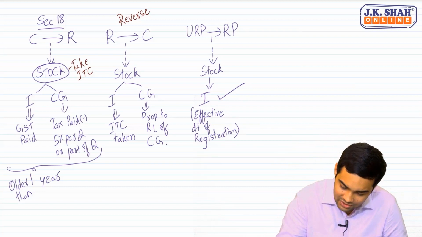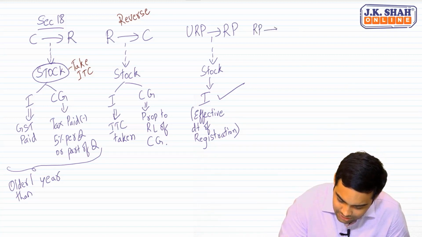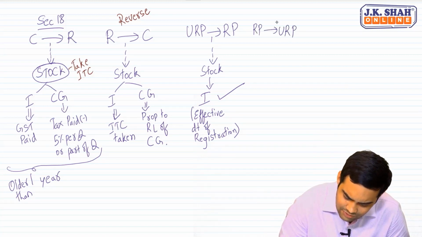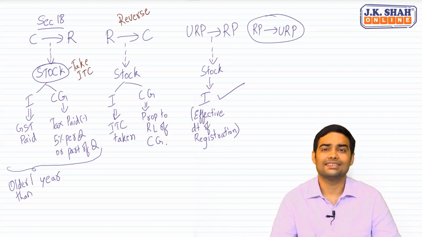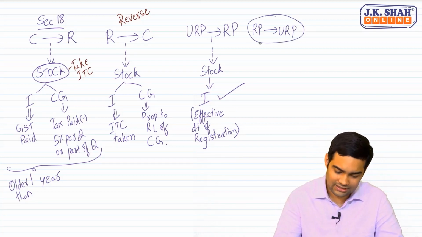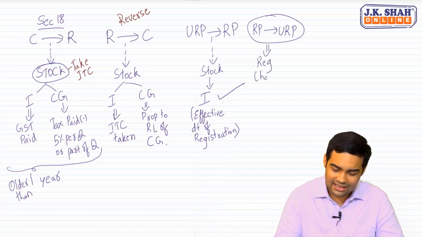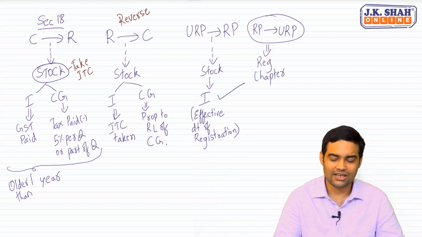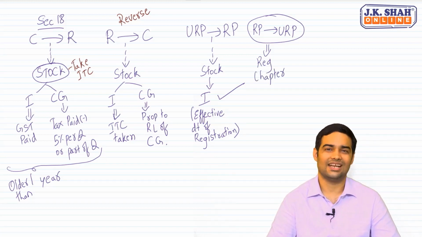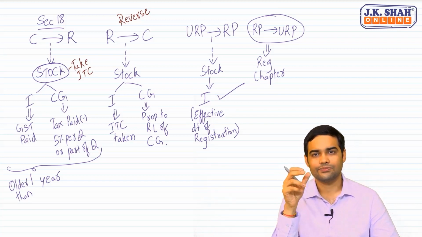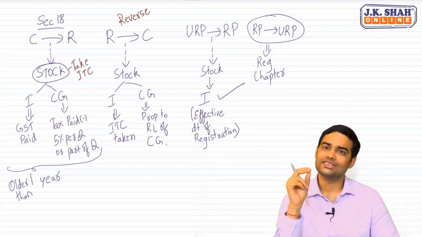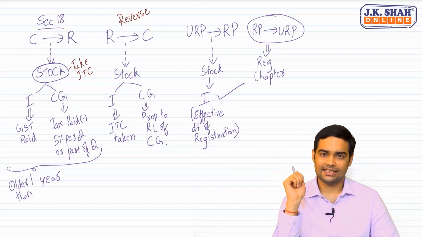And then you have a registered person becoming an unregistered person. This we will take up in the registration chapter. When you are cancelling your registration, what is the impact? Obviously, you understand that in case a registered person becomes an unregistered person, he will lose ITC. He will have to reverse ITC. Method is same, but just tax paid and tax on transaction value are compared and whichever is higher is taken.